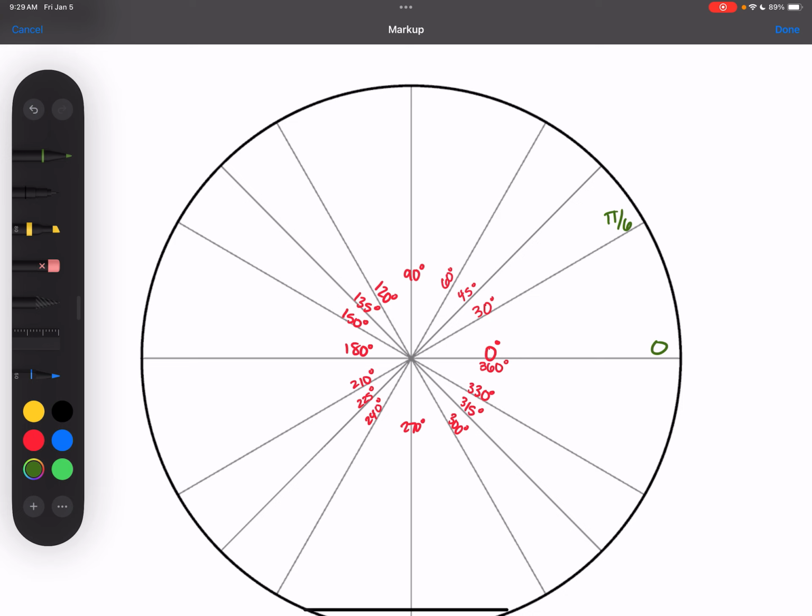So pi over 6, pi over 4, pi over 3, pi over 2. So come over here, 2 pi over 3, 3 pi over 4, 5 pi over 6, and then all the way over here is pi.